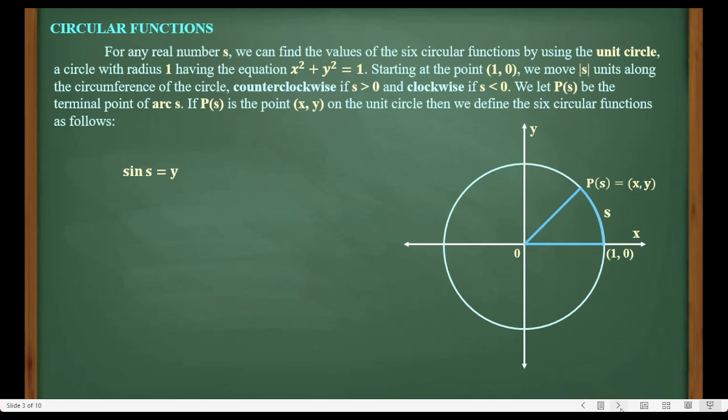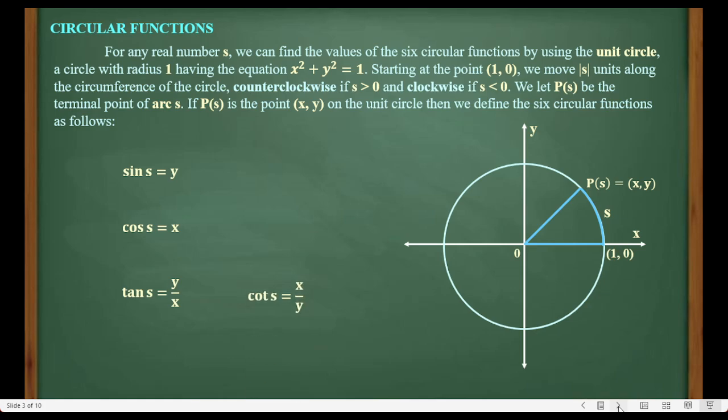So again, the 6 circular functions are as follows. We have the first one, which is sine of s is equal to y. Cosine of s is equal to x. Probably your x coordinate is your cosine of s, while your y coordinate is the sine of s. Then we have tangent of s, that is equal to the ratio of the y coordinate to the x coordinate.